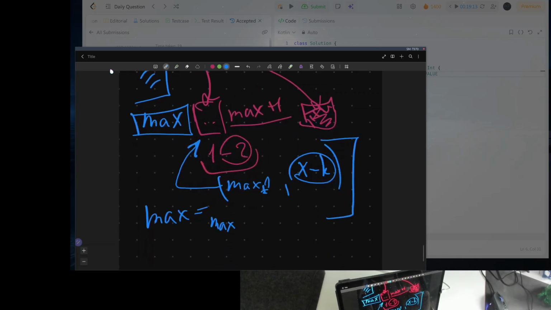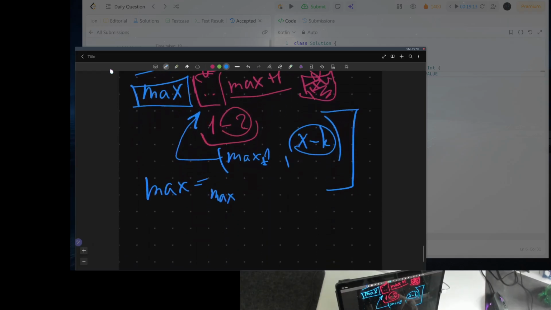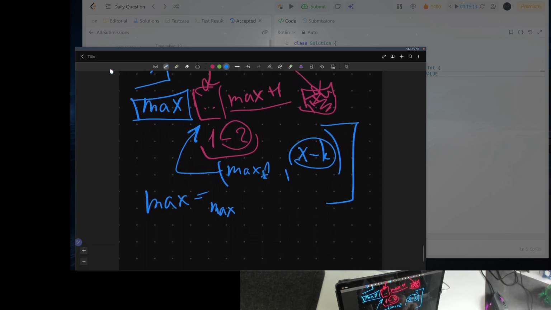So this is the algorithm, and it is greedy. It's called greedy because we just greedily take the number.